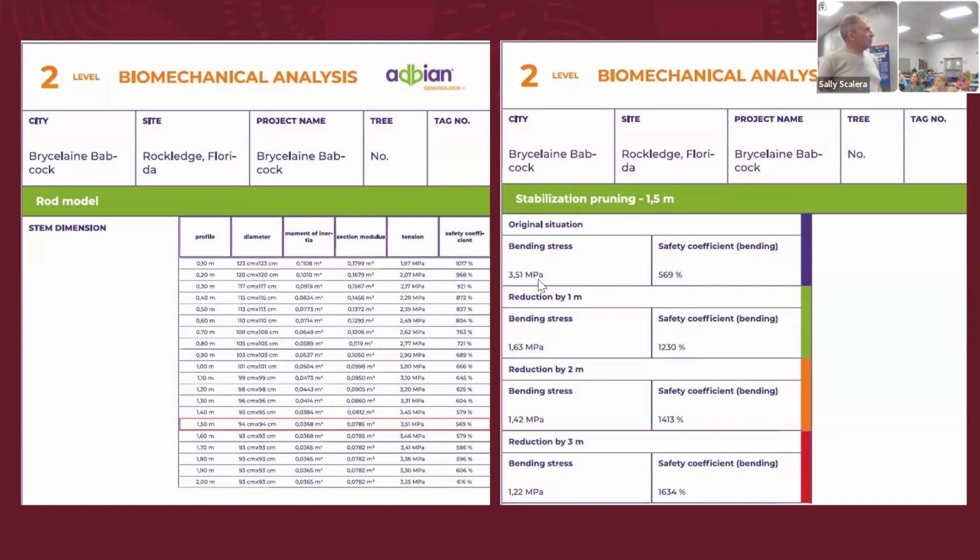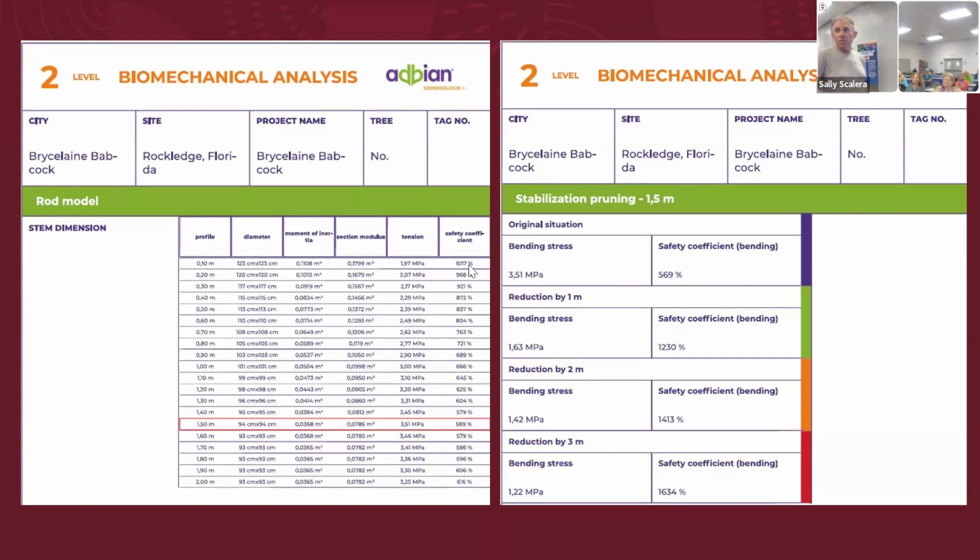So this is megapascals. I think it's about 140-something psi, pounds per square inch, for 1 megapascal. So a safety coefficient, we're looking for anything over 300%. What it's telling us down here, this is the profile every 10 centimeters. So it's saying that at a height from the ground of 1.5 meters, so 6 foot, it has a safety coefficient of only 569%. So that is the weakest point, as you can see.